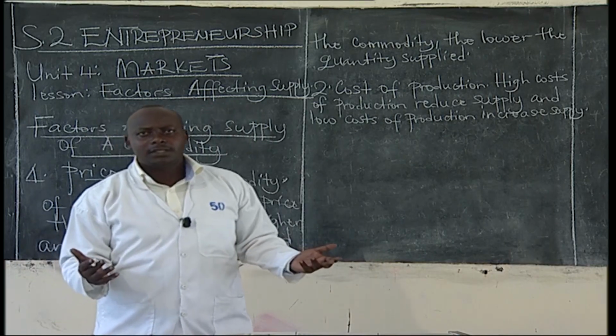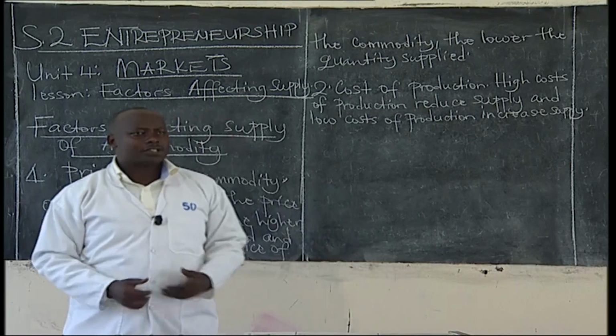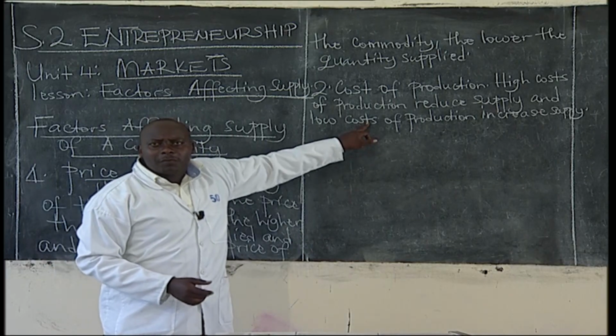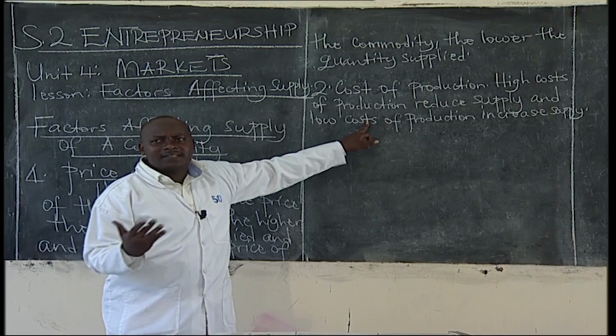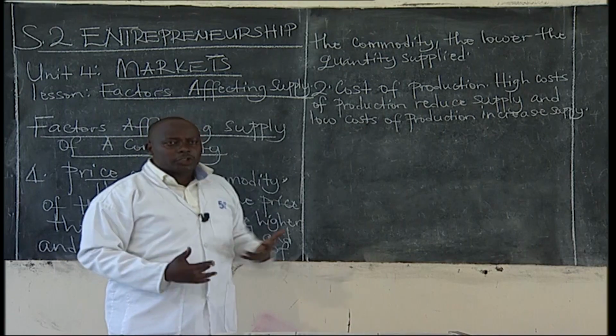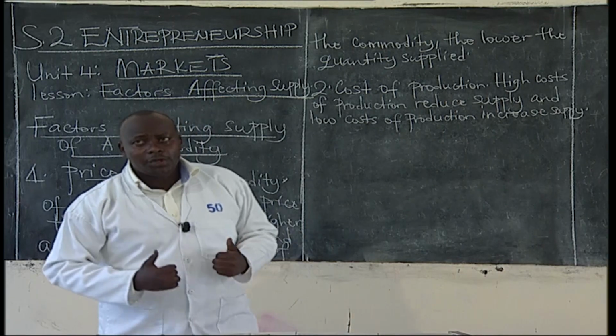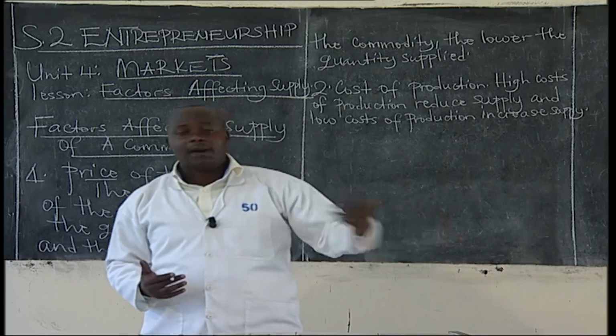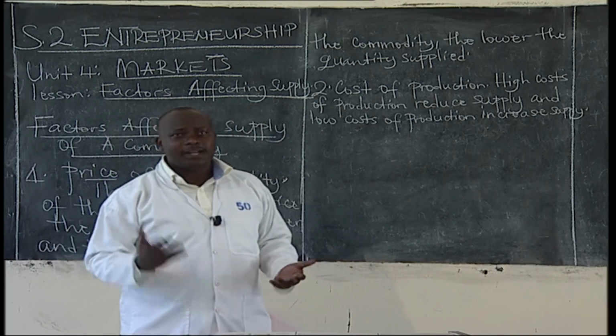The cost of production, costs, those are expenses incurred to produce a given product or a given level of output. Those are what we call costs. Now, if the costs of production are high, expenses incurred, like factors of production, because in order to produce goods, we need factors of production. We need labor. In order to produce goods, we need capital.